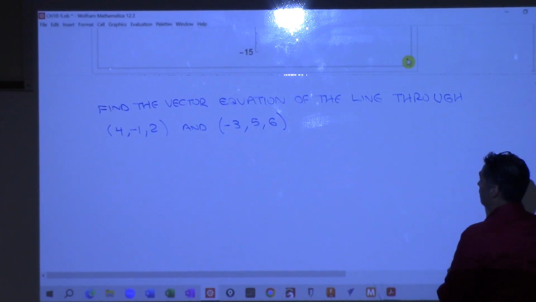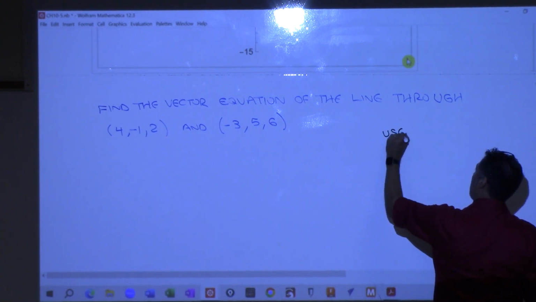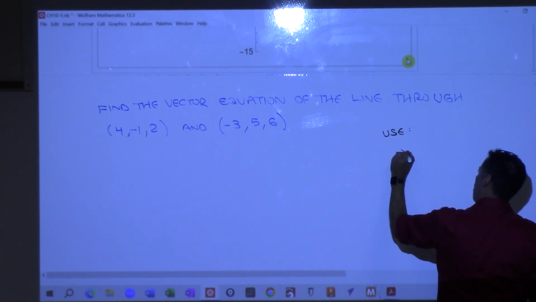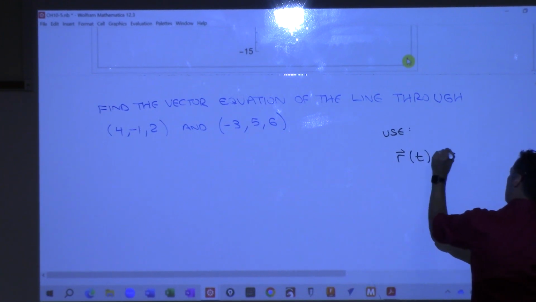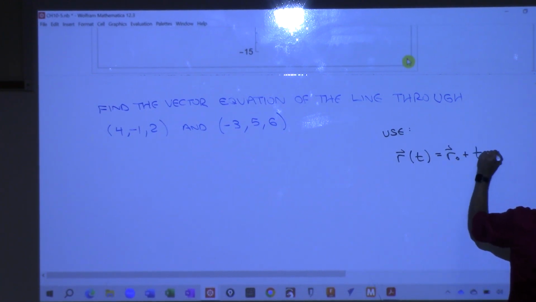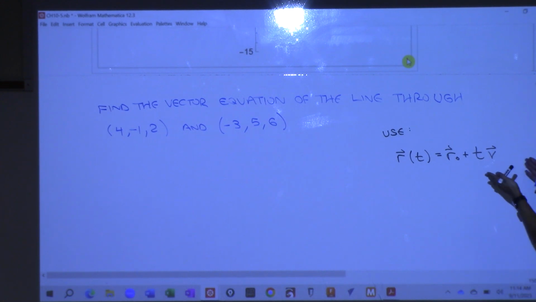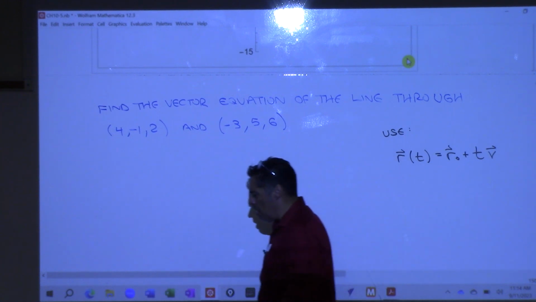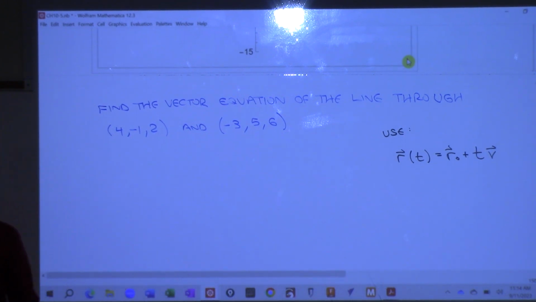So what are we going to use? We're going to use the generic formula, R of t equals R0 plus t times v. Right, that's our generic formula. So we need to just figure out what's R0, right, and what's v. As soon as we have that, we're done. So let's start with R0. What is R0? Where did R0 come from? You remember? It's a vector from the origin to the point. We have 2 of them. Which one? Either one. Your choice. Okay, it does not matter which one you choose.